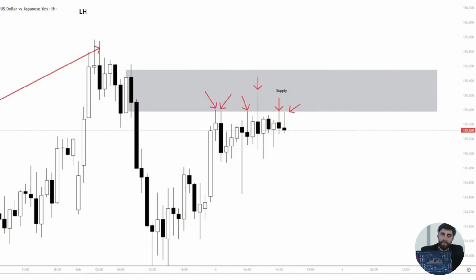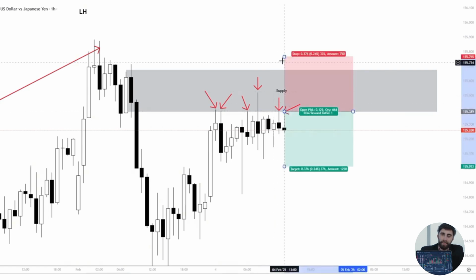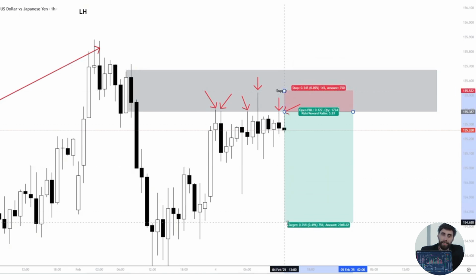Upside wicks simply mean that there were buyers pushing up the price, but they did not have enough strength to push even further because sellers started to join and take control. And for the setup positioning, there are many options. We can sell short with the stop loss above the recent supply. We can sell with a stop loss above the recent highs. And the take profit is usually 1 to 2, 1 to 3, or below the last swing lows. There are many options. It depends on the type of trader you are.